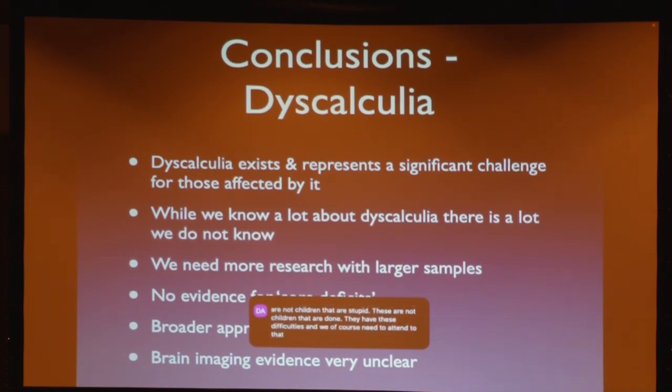But at the same time, while we know a lot about developmental dyscalculia, there's a lot that we do not know. We need more research with larger samples. There is no one single deficit. It is likely that there's multiple subtypes of developmental dyscalculia. And the brain imaging evidence to date is very unclear. So if anybody wants to sell you that there is a neuroscience of dyscalculia that's going to solve your problems in your classrooms, do not believe them.